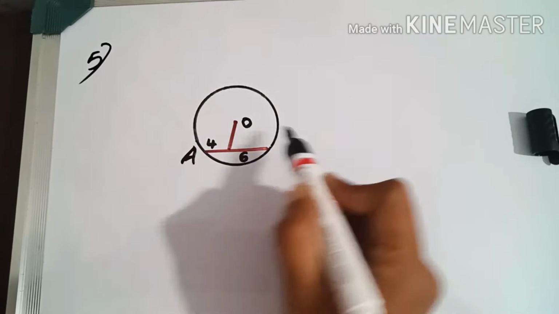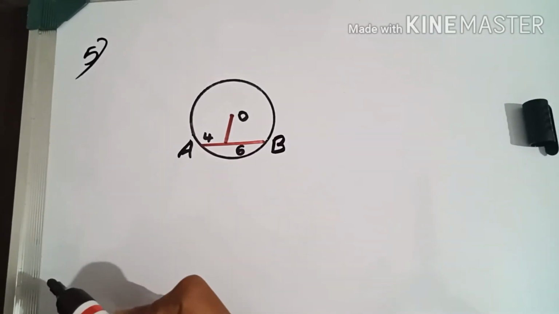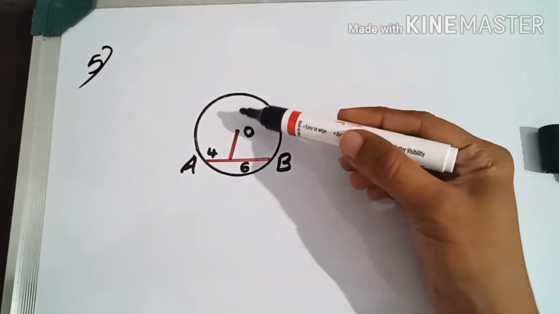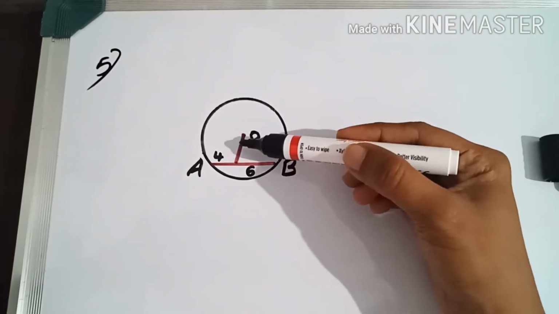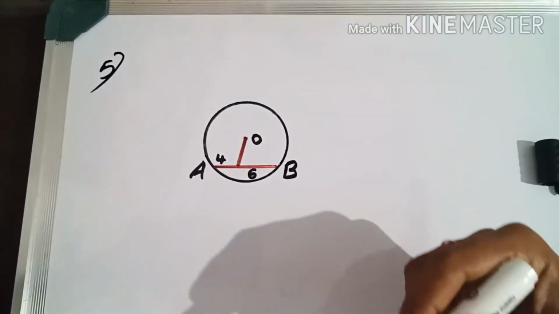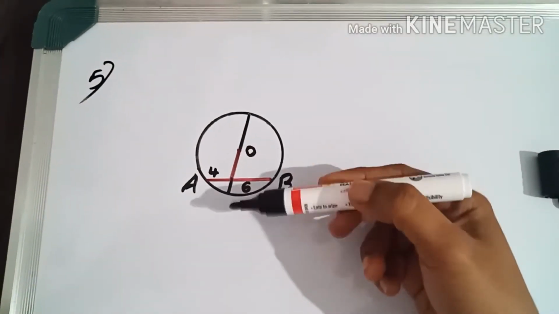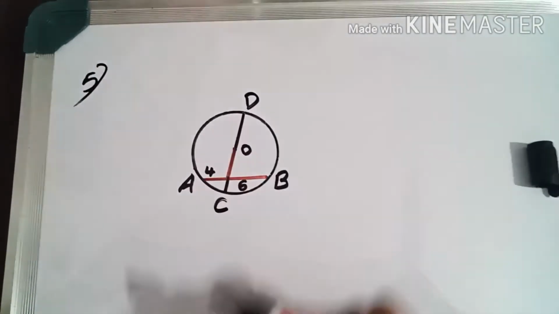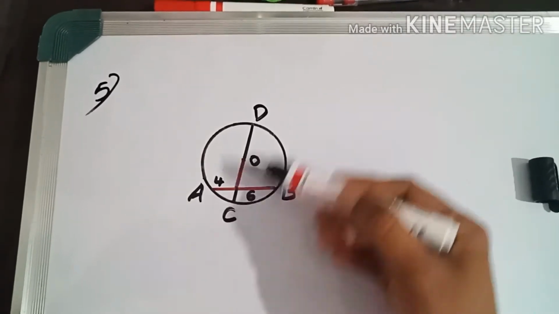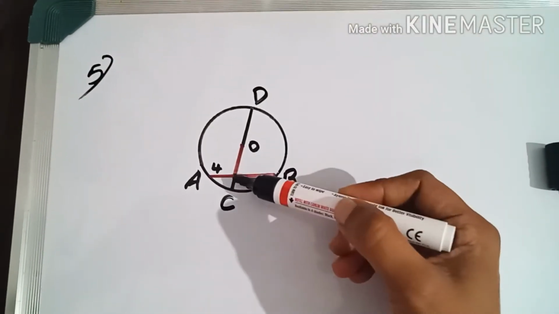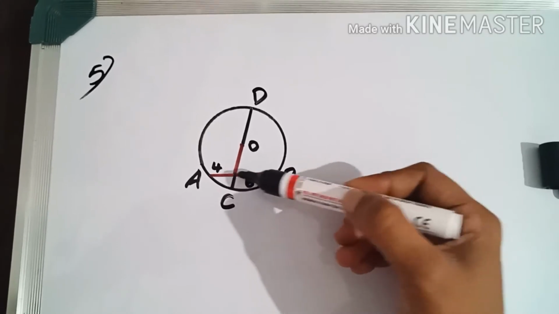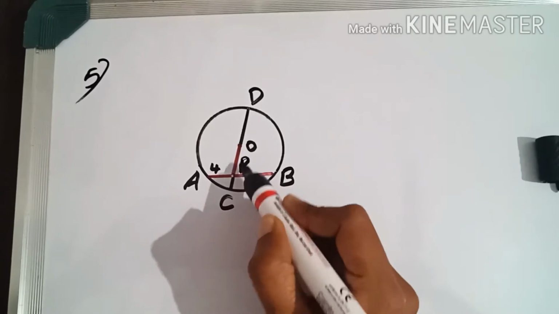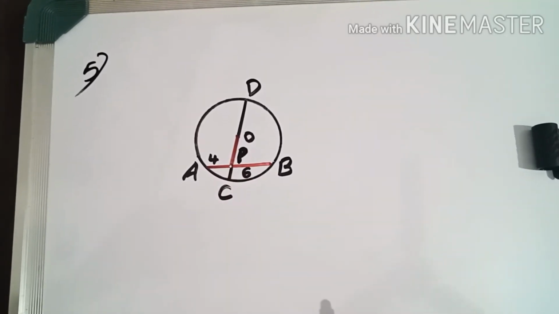Let's take this chord as AB. Now in order to apply our concept, we need one more chord. So for that, let's extend this line. This radius part, let's extend to both the sides. Now we got one more chord. Let's take this chord as CD. So chord AB and chord CD intersect within the circle, at this point. Let's consider that point as P.